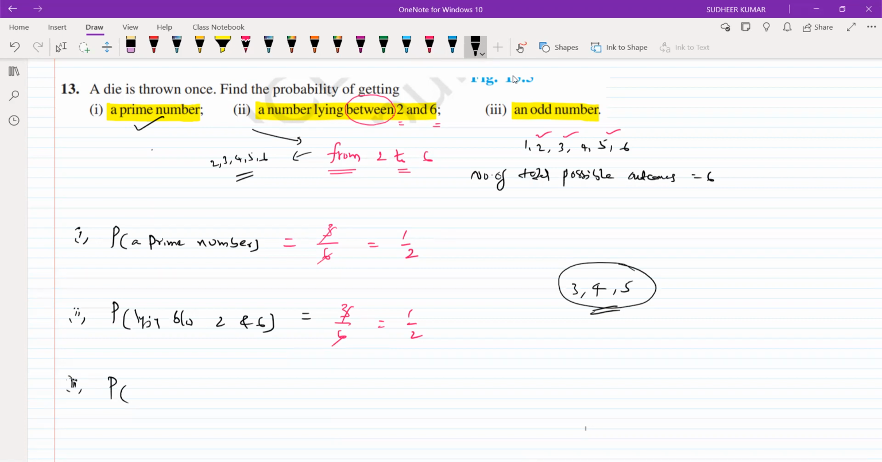So the third one is the probability of getting an odd number. The odd numbers are 1, 3, and 5. So it is 3 by 6. This is also 3 by 6, which is nothing but 1 by 2.